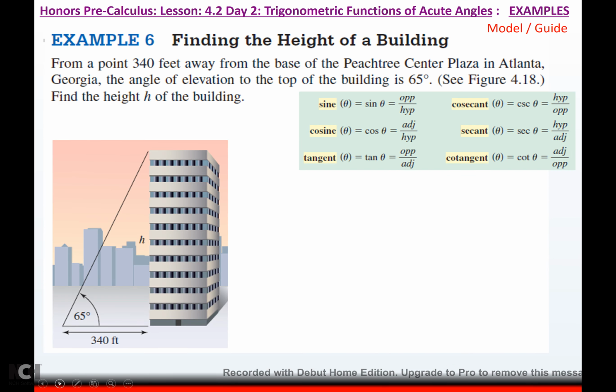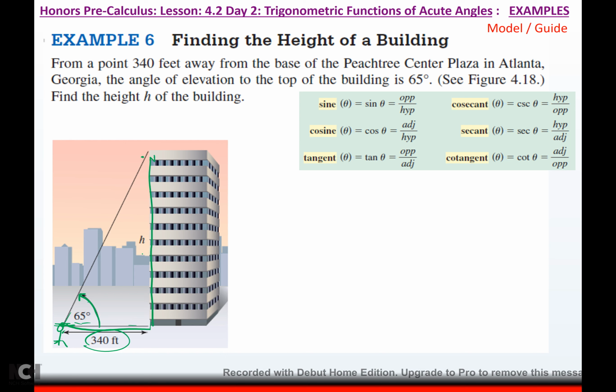Alright, so it says finding the height of a building. From a point 340 feet away from the base of a Peachtree Center Plaza in Atlanta, Georgia, the angle of elevation to the top of the building is 65. So if you're standing here and you're looking up, this would be your horizon, looking straight across out your eyeballs. To look up to the top, that angle would be 65 degrees. And it tells me that the point where you're standing is 340 feet away from the side of the building. And they want us to find the height of the building.